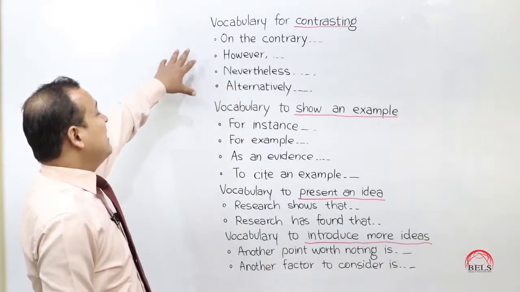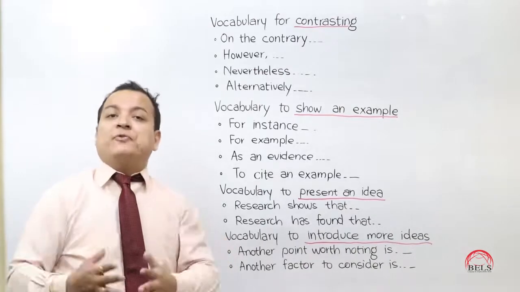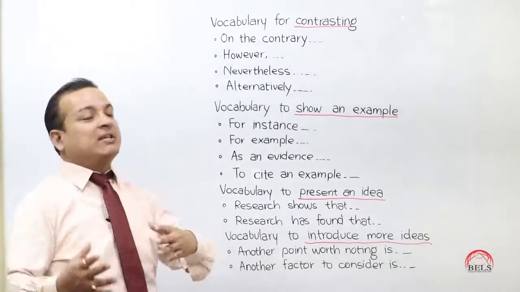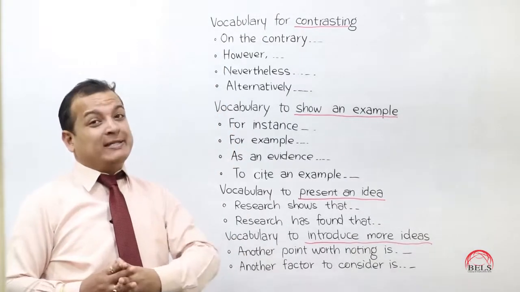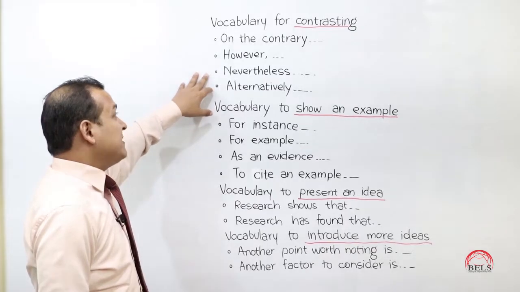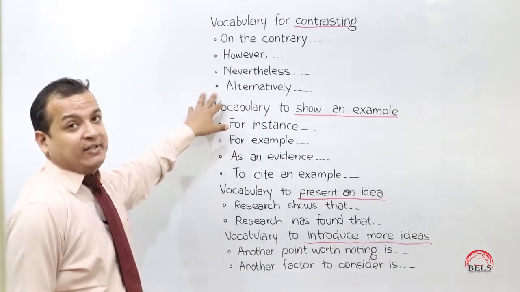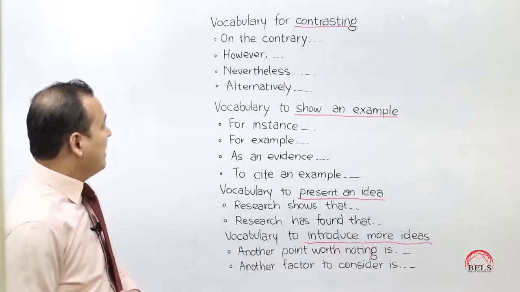The first is on the contrary. If you are going with the opposite view in the essay, you can simply say on the contrary. You can also say however. This word also indicates a contrasting statement. You can say nevertheless. You can say alternatively. This is a very beautiful word which you can use for contrasting.